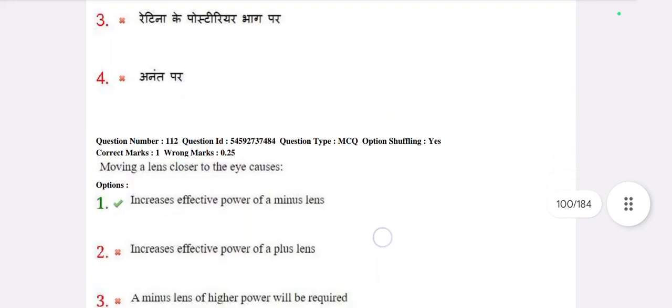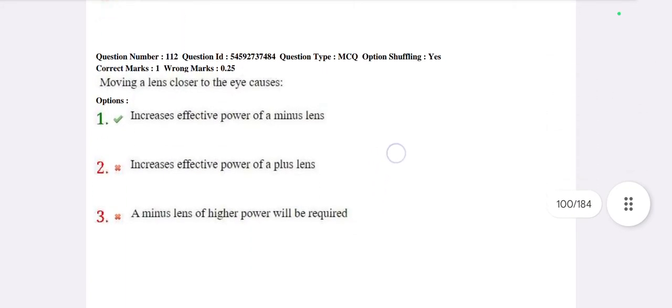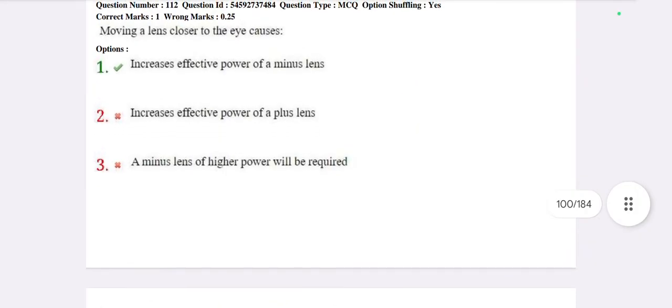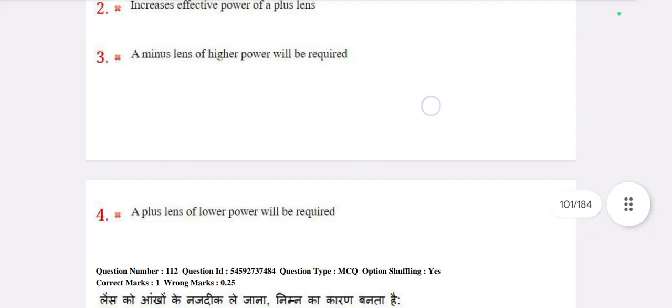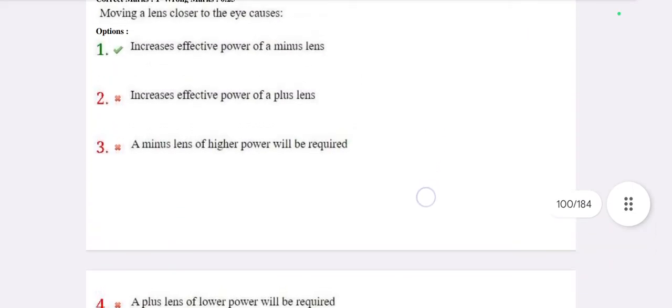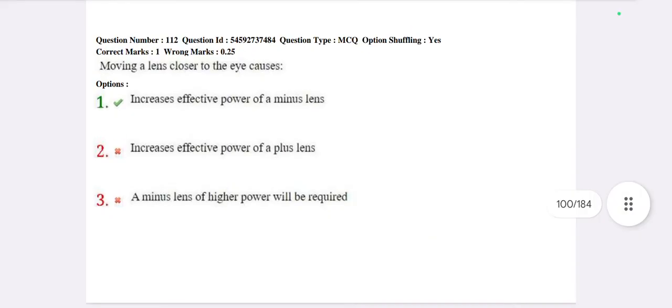Our next question is, moving a lens closer to the eye increases effective power of a minus lens, increases effective power of a plus lens. A minus lens of higher power will be required, or a plus lens of lower power will be required. Correct answer is increases effective power of a minus lens.